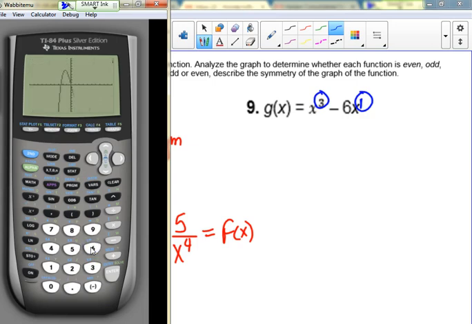Can you see it in a standard window or not? Oh yeah, that's looking nice.